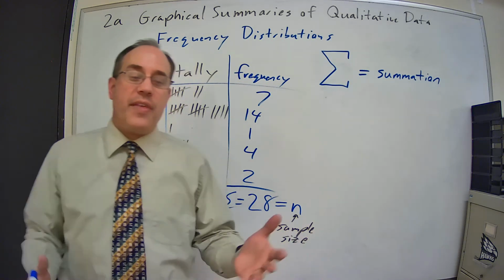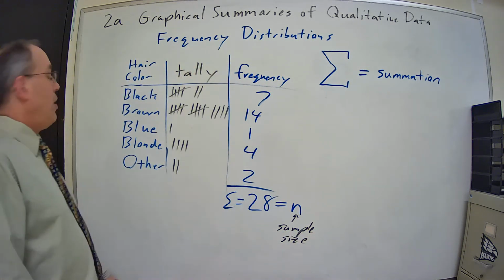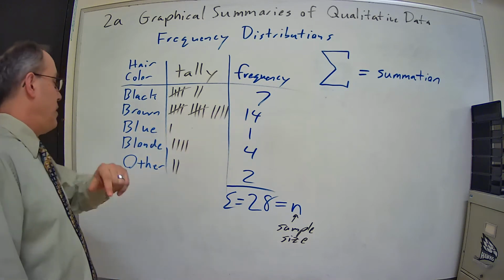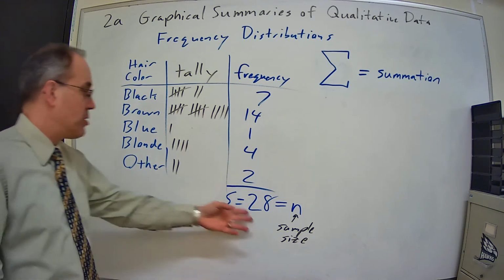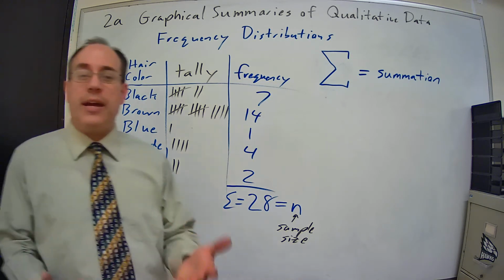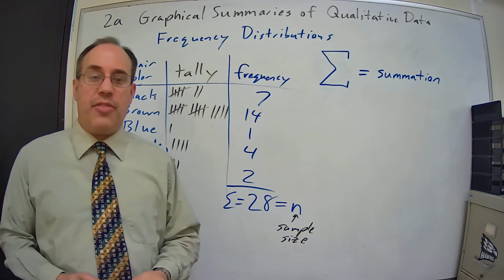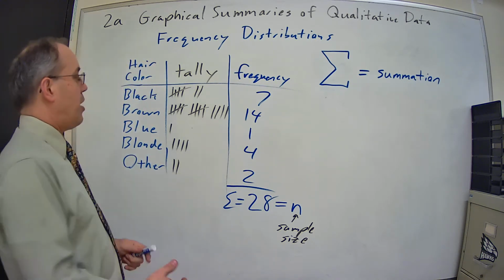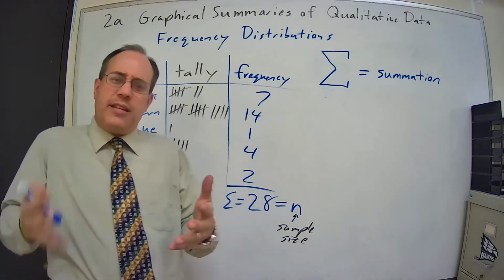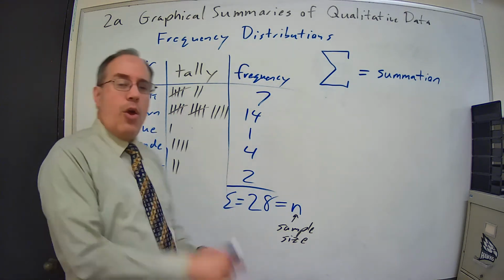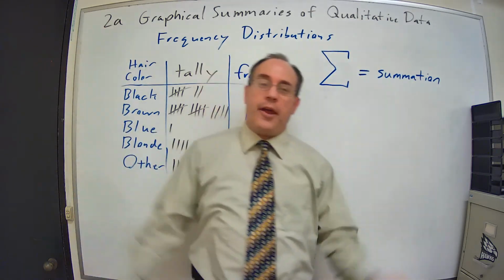So now we've got that, and that's great to have this information about how many people had brown hair. 14. How many people had blonde hair? 4. How many people were surveyed total? 28. So that works very nicely. Sometimes we want a little more information than that, though. Instead of just wanting to know how many people had each thing, because let's take a little step aside from this and say, what if you did not have this information? It's not here. You do not see it, right?